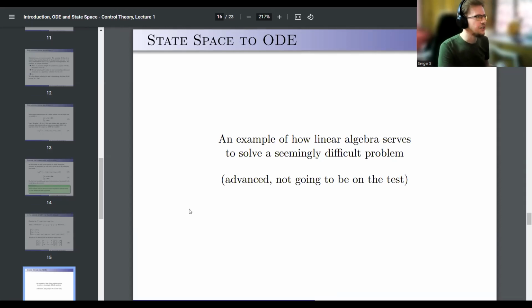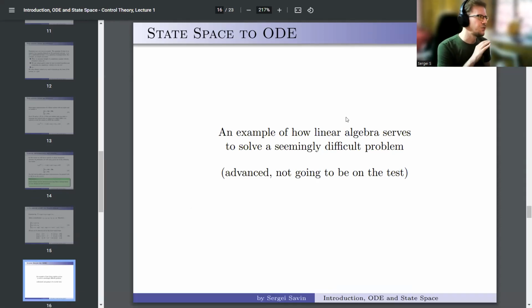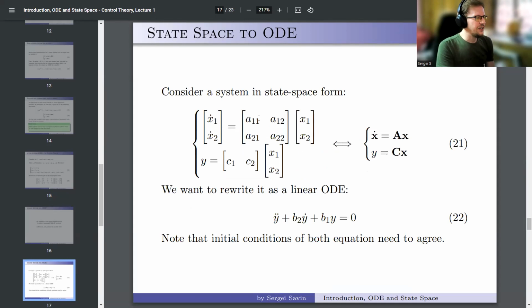8 minutes. Okay, good. So I'll use that to show you something more advanced that is not necessarily going to be on the test or on anything, but I think it is satisfying. Let's say we want to go from this to this. Oh, sorry, to this. This is the same thing. It's just that I rewrote this in terms of scalar variables. And I want to go back to the second order differential equation.